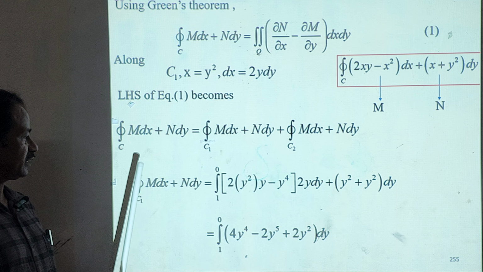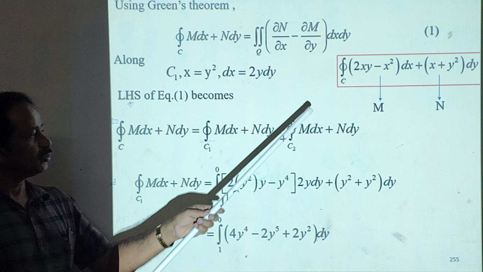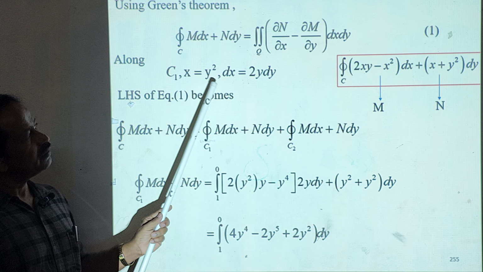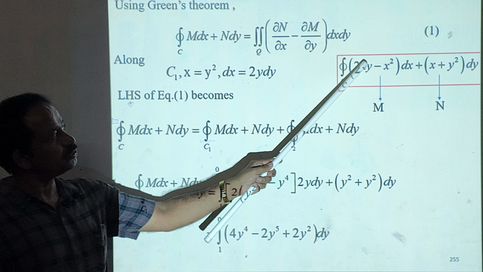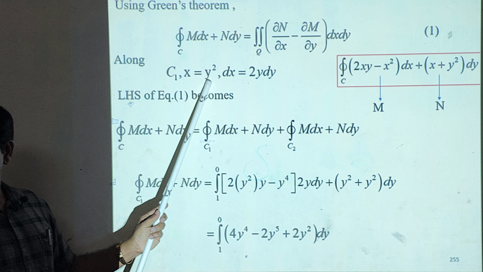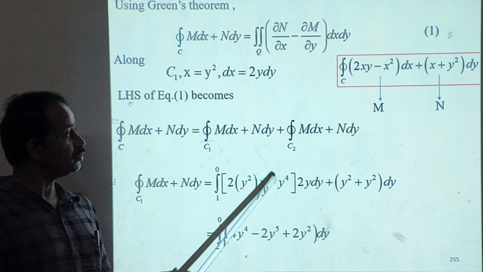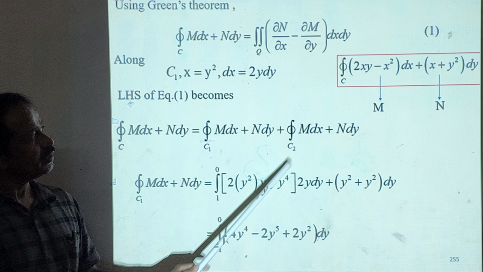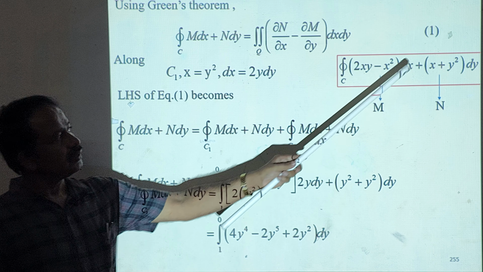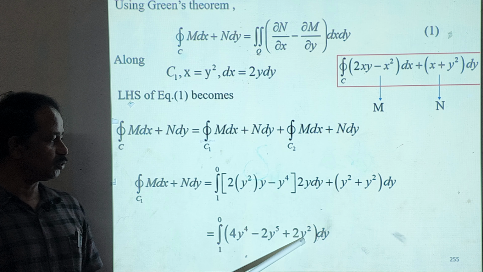So first we will go for the first integral C1. So C1 is M dx plus N dy. So we have now 2xy minus x square dx. So instead of x you have to substitute y squared. So this becomes y squared into y minus, instead of x squared you have to substitute y to the power 4. Your dx becomes 2y dy plus x plus y squared. Instead of x you have to substitute y squared. So y squared plus y squared, that will give you 2y squared.